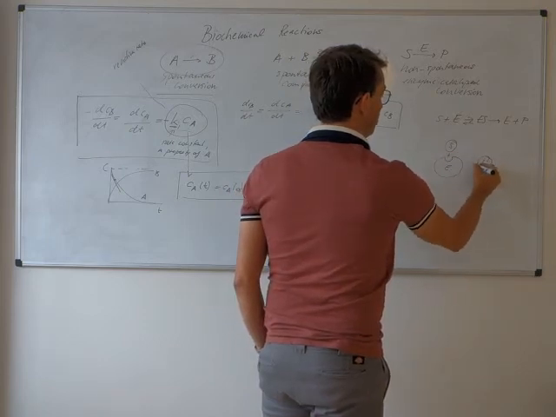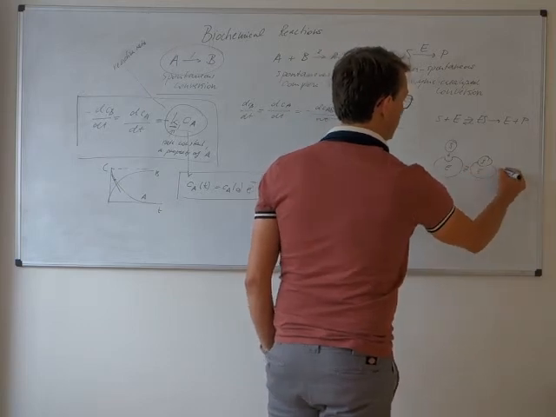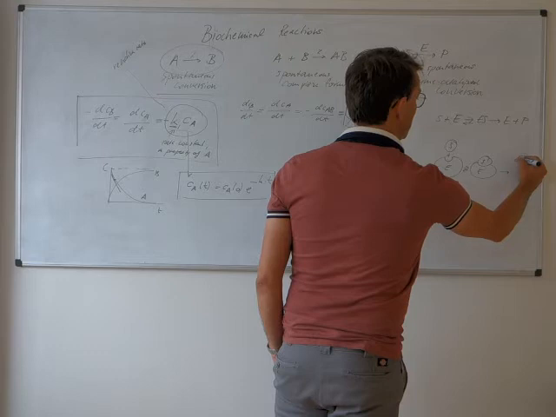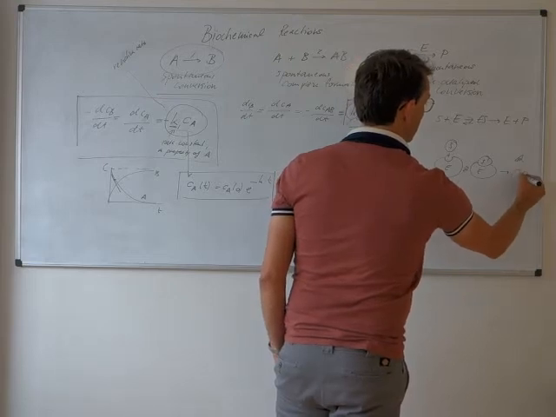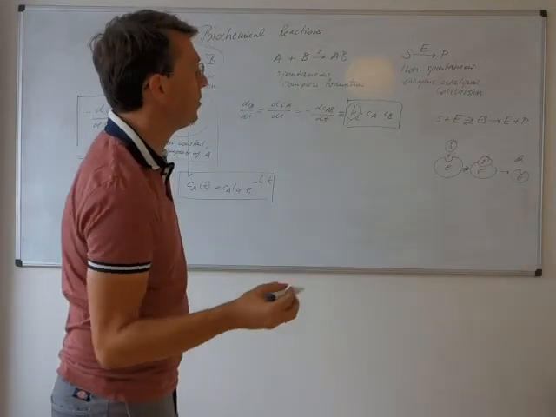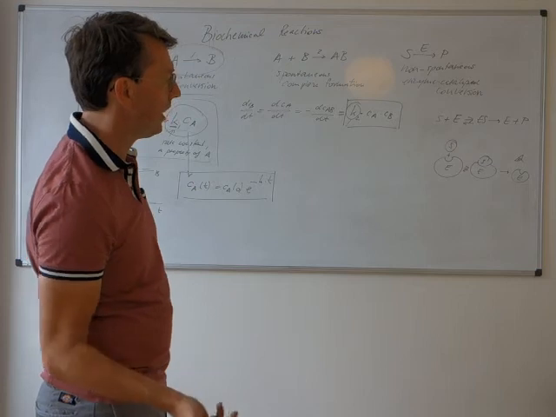Then it's bound, or it falls off. And then P is made, right? And the enzyme is preserved all the time as a catalyst, as a surface on which the reaction takes place.